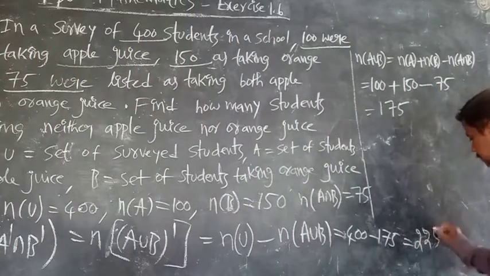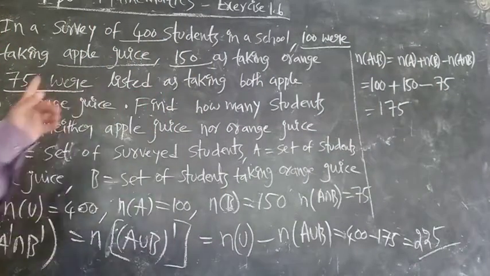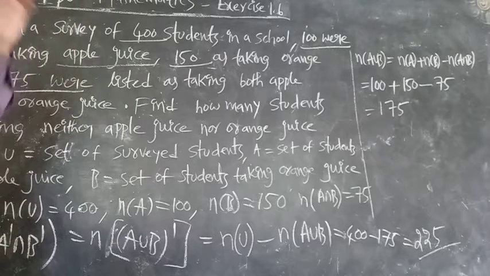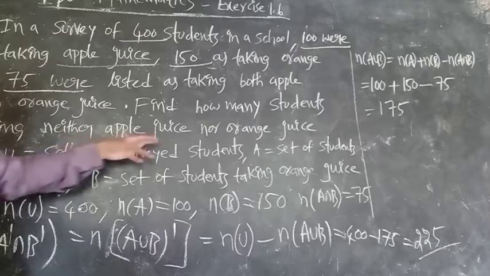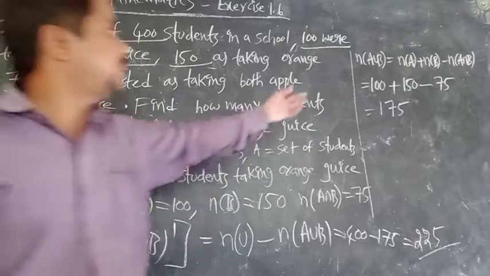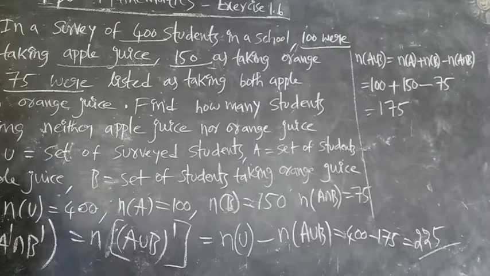Very very important question. This one is a very very important question, my dear students. This problem is very very important for the main examination, for tests, midterm examinations, official tests, everything. So you have to do it like this. So 225 students were taking neither apple juice nor orange juice. So 225 is the answer. First you have to calculate A and B and substitute this. You have to calculate and substitute like this.